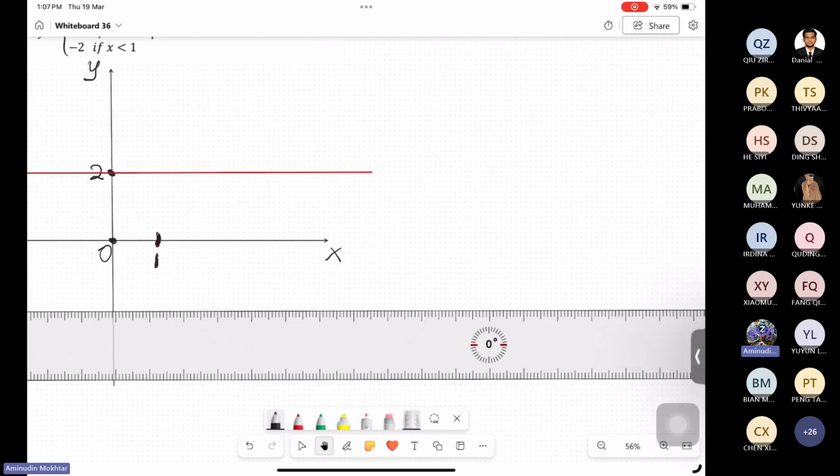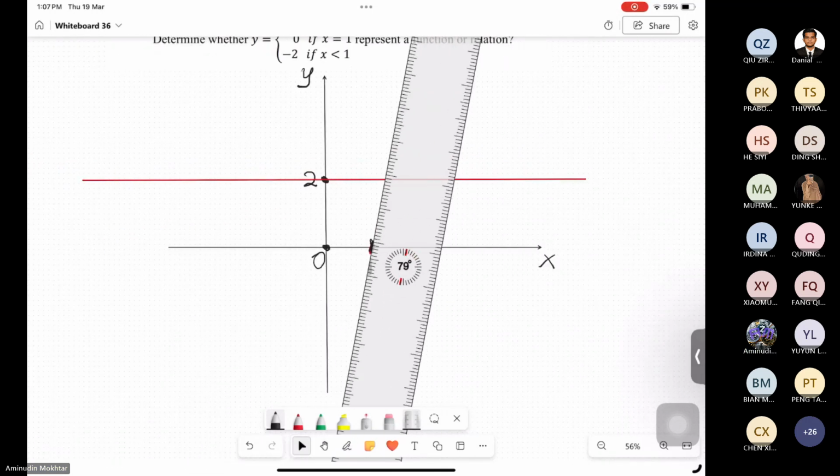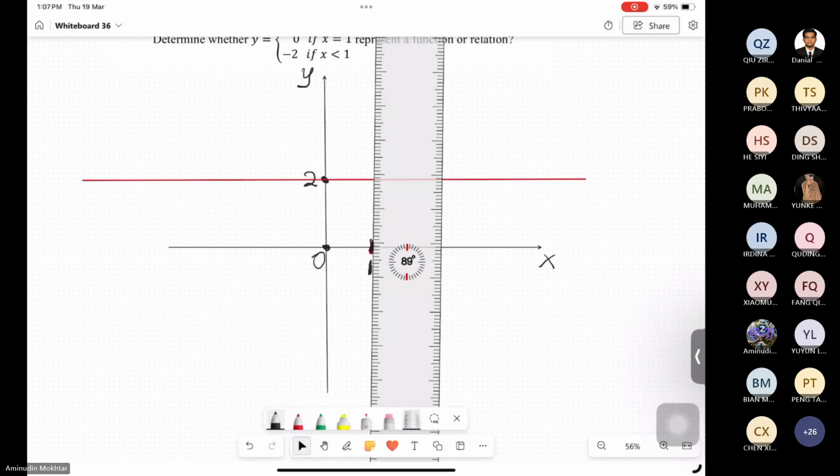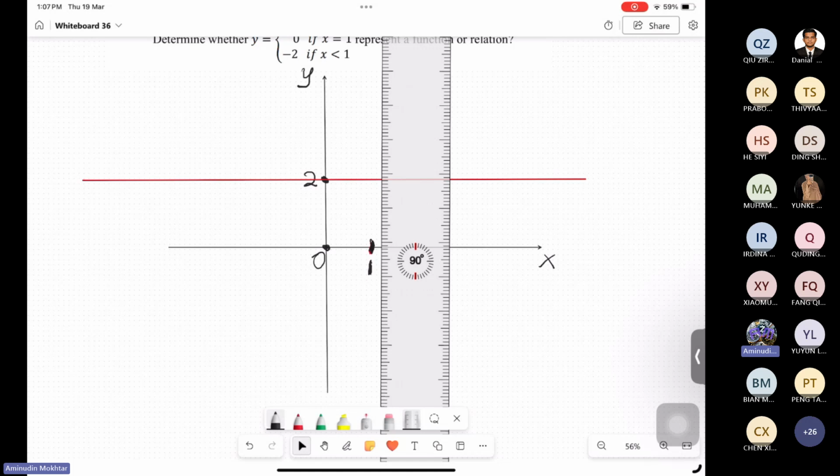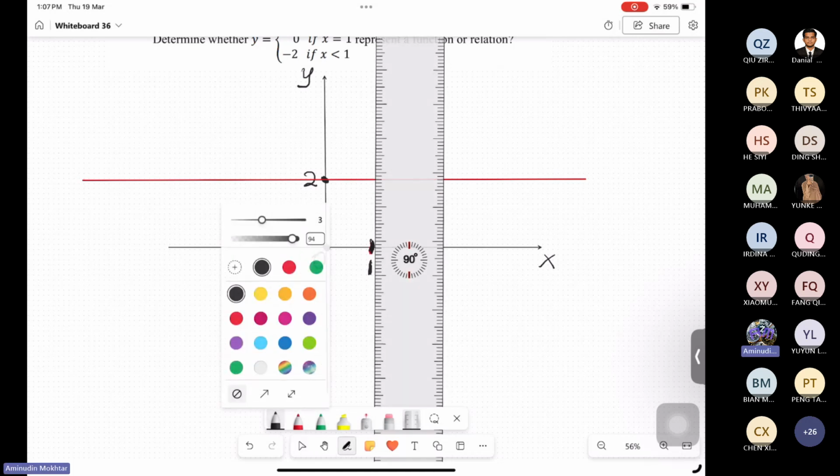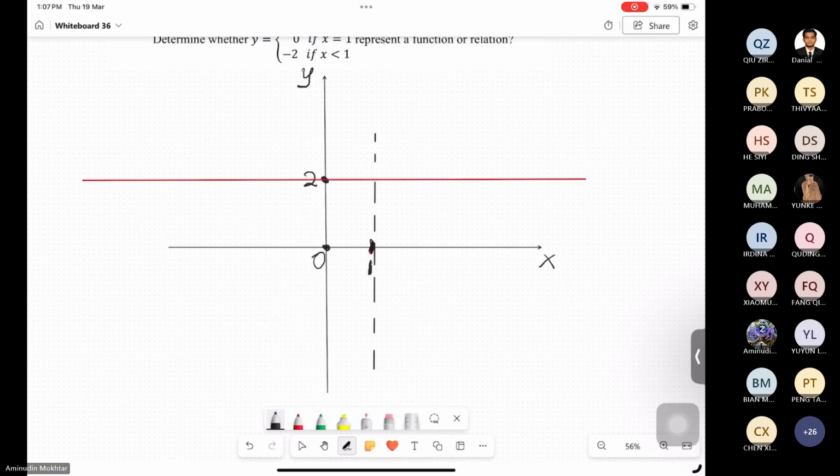Now I take the ruler again. I draw one line here to show this is the line for x equals 1. This line is for x equals 1.